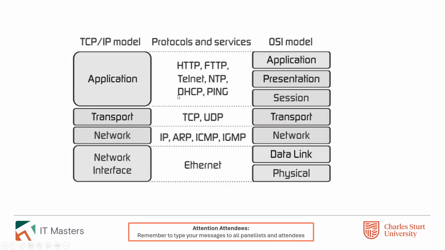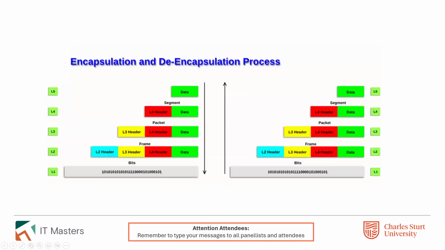You've got DHCP, which allows devices to get IP addresses off the network. And you've got ping, which is, of course, as I said, based on ICMP. Now, up and down the stack, you've got different levels of encapsulation and decapsulation.